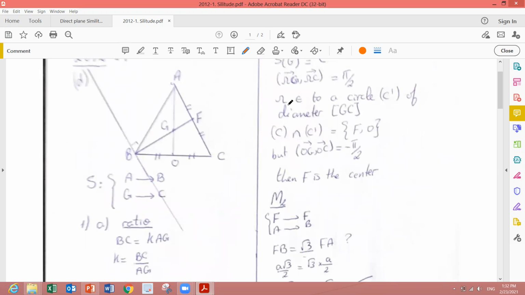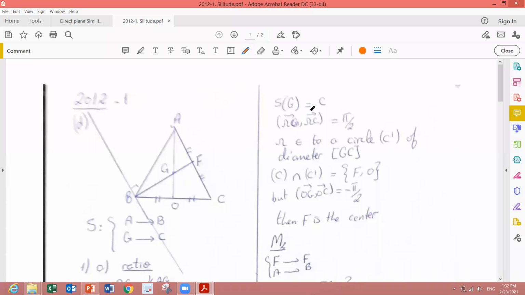Now S of G equals C. Then the angle omega G, omega C equals pi over 2. Then omega belongs to a circle C prime of diameter GC. So we have two circles: this is circle C prime, and this is the circle with diameter AB. This is a lemon, not a circle.